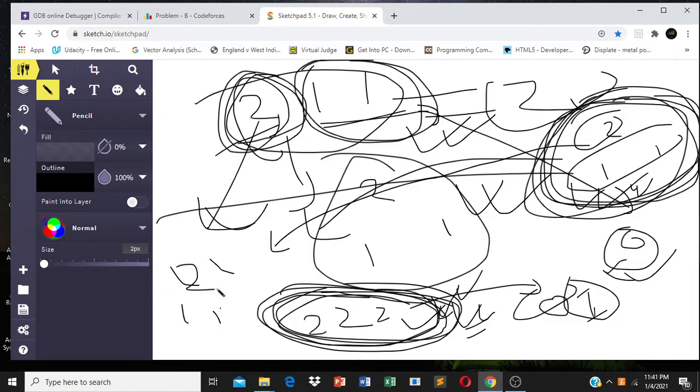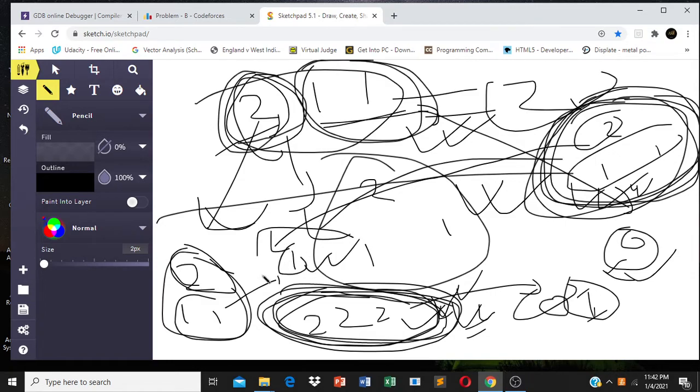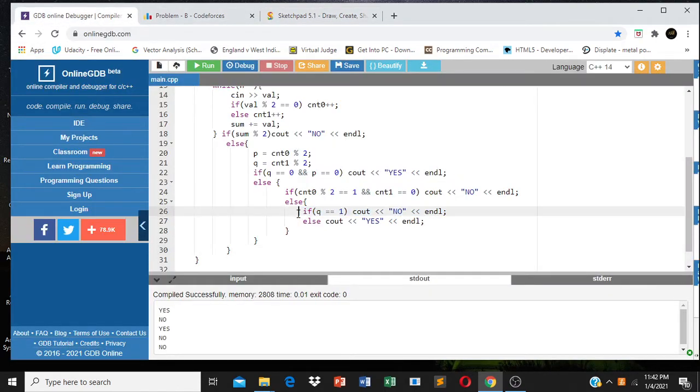Look at what we did earlier: if at least one of them is odd, I was giving no, saying it's not possible. But it turns out only the count of 1 matters, not the count of 2. Two's count is not important. One's count is important, because 1 itself is odd. So if one's count is odd, I'm just returning no. Otherwise, it's going to be yes.